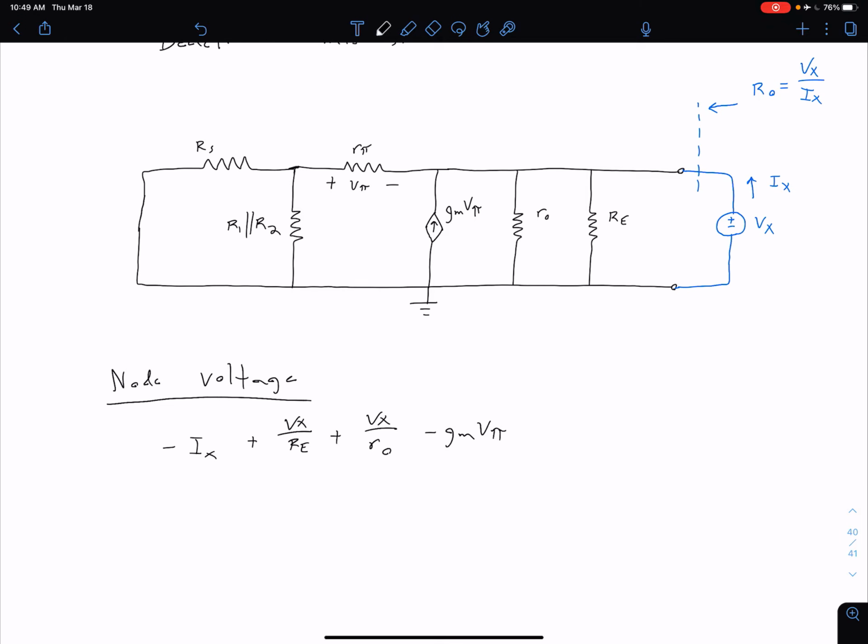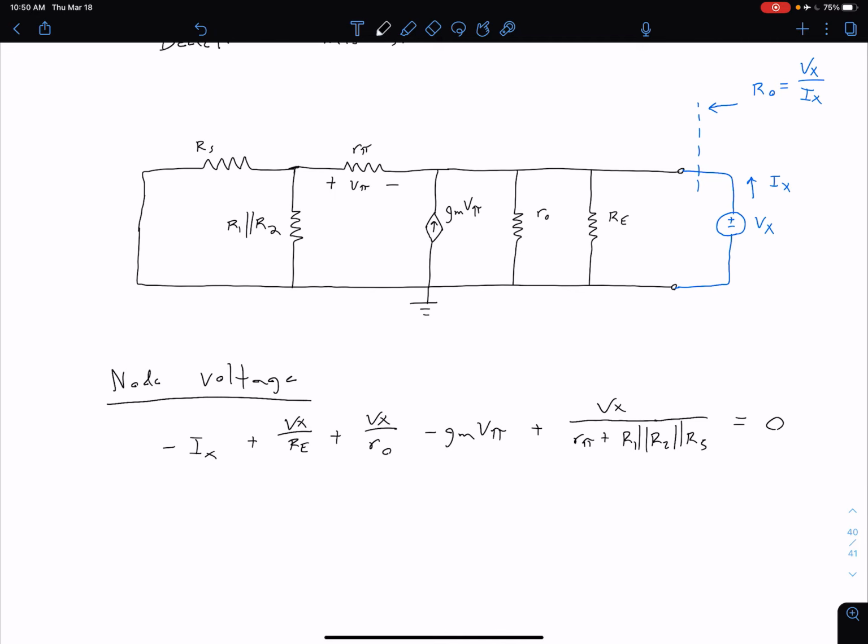And then finally, we need to deal with this mess of resistors over here on the far left side. Now that Vs is deactivated, we have these two resistors in parallel, and then that combination is in series with our R pi. Putting all of that together, we have Vx over that equivalent resistance, which is going to be our R pi in series with the parallel combination of what we already had, R1 parallel R2, and now we're putting that in parallel with our RS as well. That is all of our currents, so we set that equal to 0.